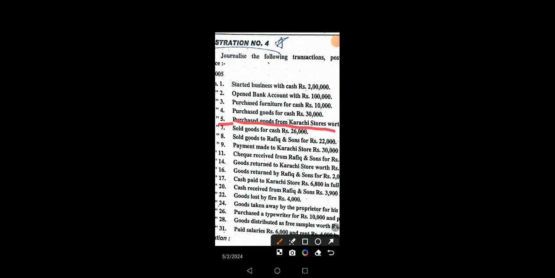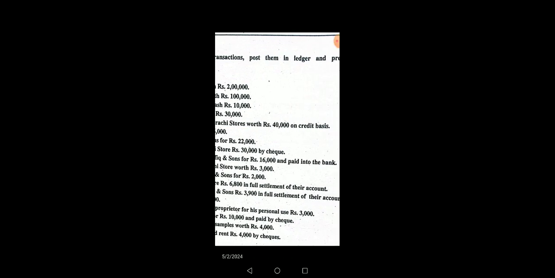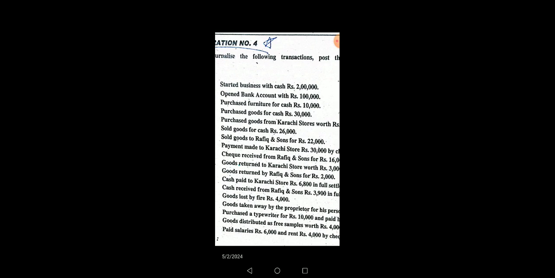Purchase goods from Karachi store worth rupees 40,000 on credit basis. Now, let's say this credit basis was not present over here, just the name has been mentioned and cash is not being mentioned, so it was automatically understood that the transaction is on credit. Keep it in mind.